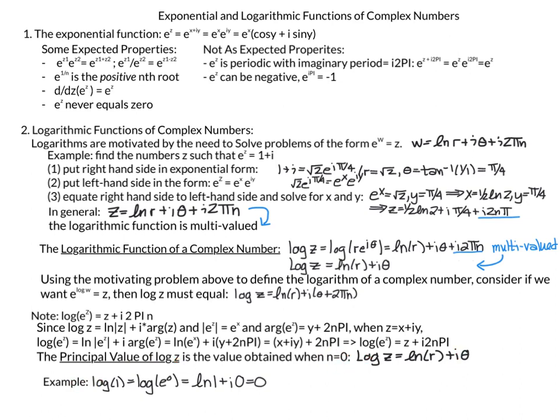I have this quick example. Log of 1 is equal to log of e to the 0, which is equal to natural log of 1 plus i0, which is equal to 0.